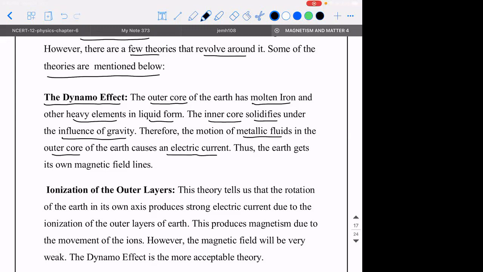And this is the reason why they say there are magnetic field lines around the Earth. So this is the reason why Earth gets its own magnetic field lines. Okay, this is one of the theories that is proposed.